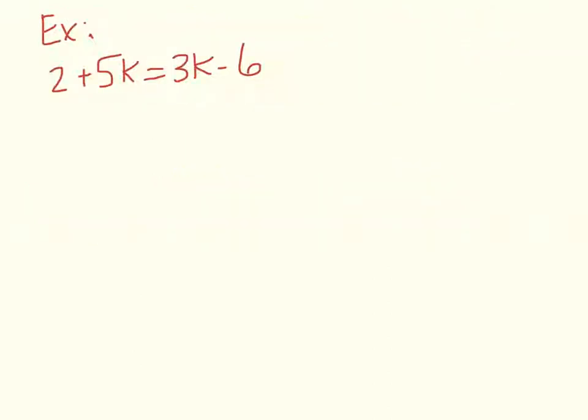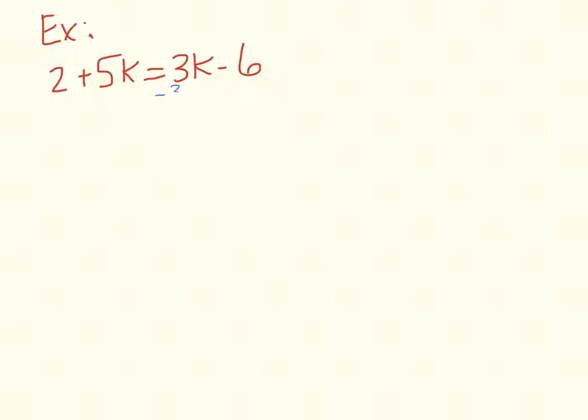An example. First thing, get rid of parentheses. We don't have any. Second thing, look for like terms on the same side of the equal sign. Here's my wall. Over here I have a 2 plus a 5k. They're not like terms. I can't combine them. On the right side I have a 3k and a negative 6. I cannot combine them. So I'm going to move my variables all to one side. I have a 5k and a 3k, so I need to move either the 5k or the 3k. Choose the smallest, so I'm going to move the 3k.